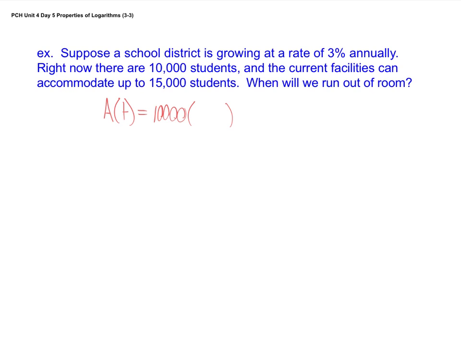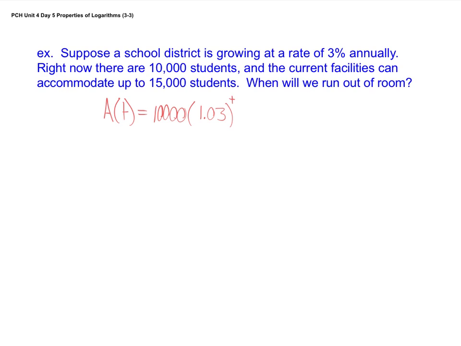It's 1 plus the rate. So 1 plus 3%, right? So 1 plus 0.03, 1.03. So every year we're going to have 3% more than what we started. So it's 103% of what we started with, right? And then that's going to be to the t power.